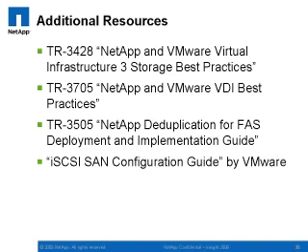TR 3505 is the classic on deduplication, and I also found that the iSCSI SAN configuration guide by VMware was helpful, and I'm sure there are probably a million other resources available as well. So I didn't have room to list all of them, but I thought these were particularly applicable.